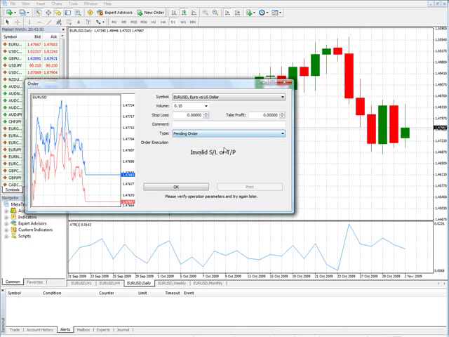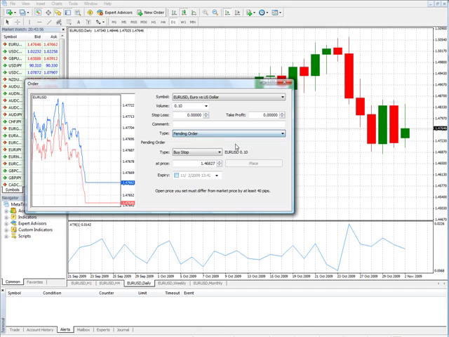What did it tell me? Invalid stop loss or take profit. I'm not trying to set a stop loss or take profit. I just want a buy stop. Open price you set must differ from market price by at least 40. This is a particular limitation of this platform, that you have to be so far away in order to do it. But the price is actually 40 pips away, so I don't understand what the problem is. Let's try that again. Make sure I've got my price right. There we go. Always double check your prices, right?